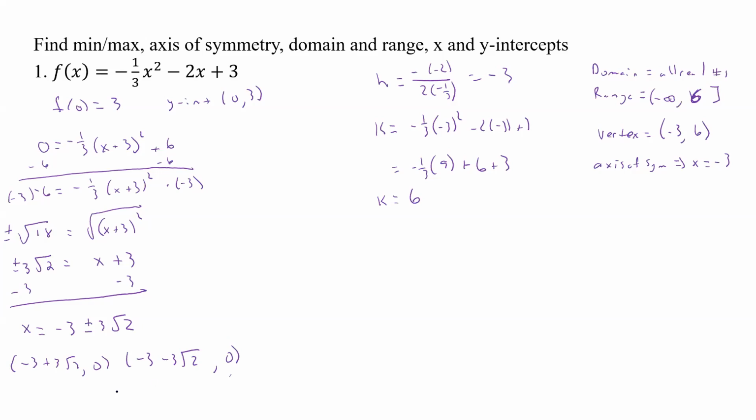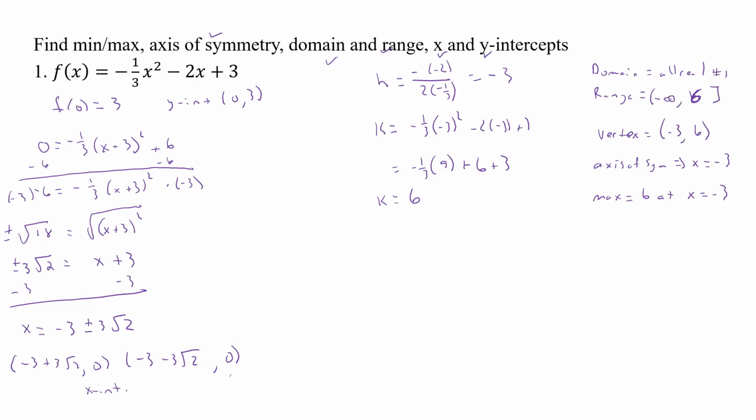Okay, so those are my x-intercepts. So I've got now my x-intercepts. My y-intercept is that one. I've got my domain and I've got my range. I've got my axis of symmetry. And then I've got here, it's going to be a max is 6 at x equals negative 3. So I have all the items that we needed for this problem.